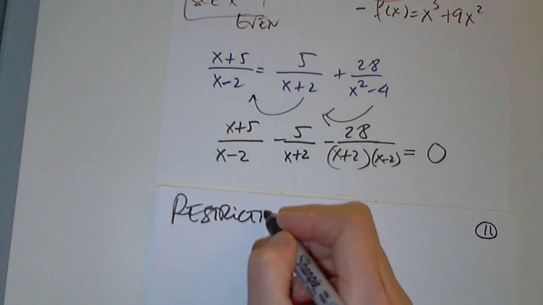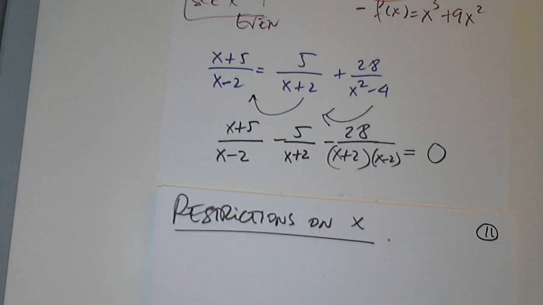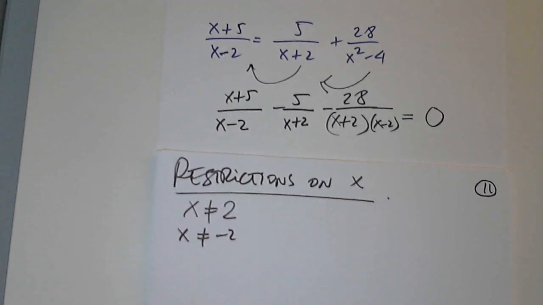Restrictions on x. How come? Why do I have to use restrictions on x? And what is that? Excellent, thank you very much. So the first one has a restriction that x cannot be. Excellent. The second one has a restriction that x cannot be. And the same two are in the third one. Don't need to repeat those.